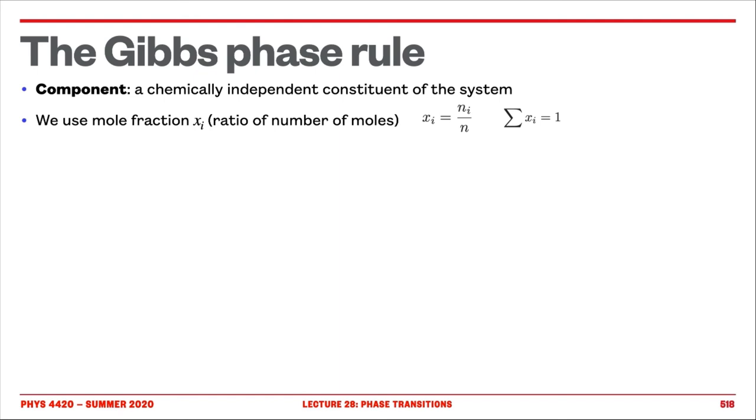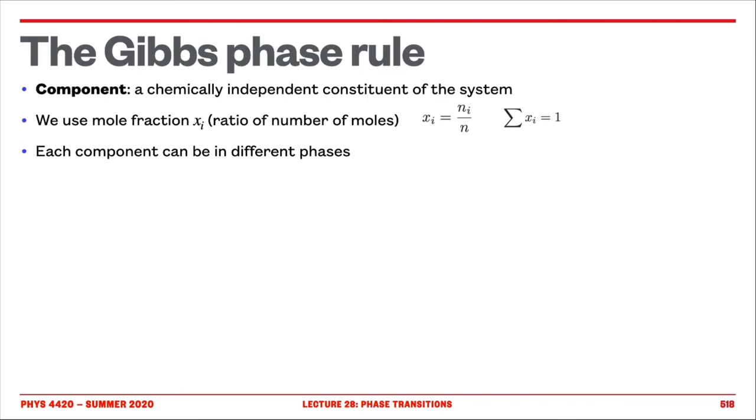Usually what we do in that case, and this is something that we've already done when we looked at osmosis, we introduce the mole fraction, Xi, which is the number of moles of the component i with respect to the total number of moles in the system. Of course, the sum over i of Xi is equal to 1, because if we add all the moles and divide by the total number of moles, we get 1, obviously. Each component can be in different phases. And so the question is: how many degrees of freedom do I actually have in that problem?